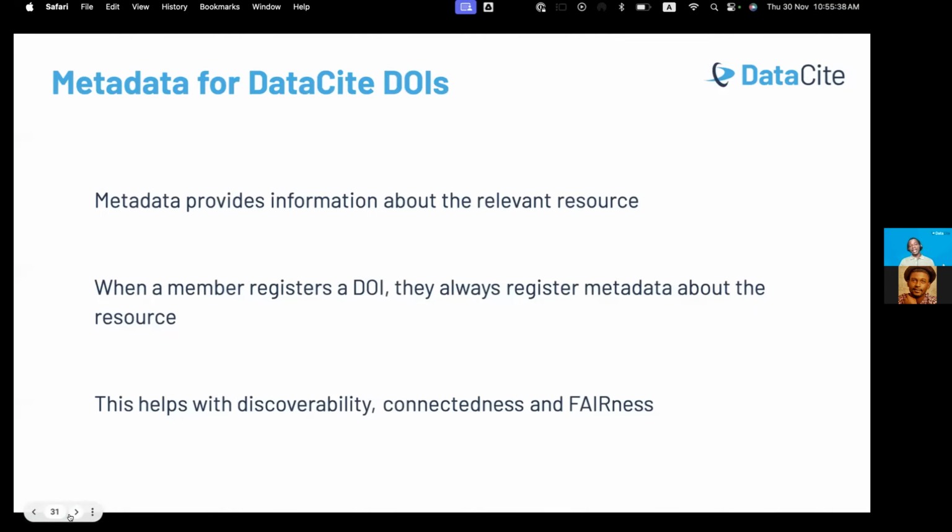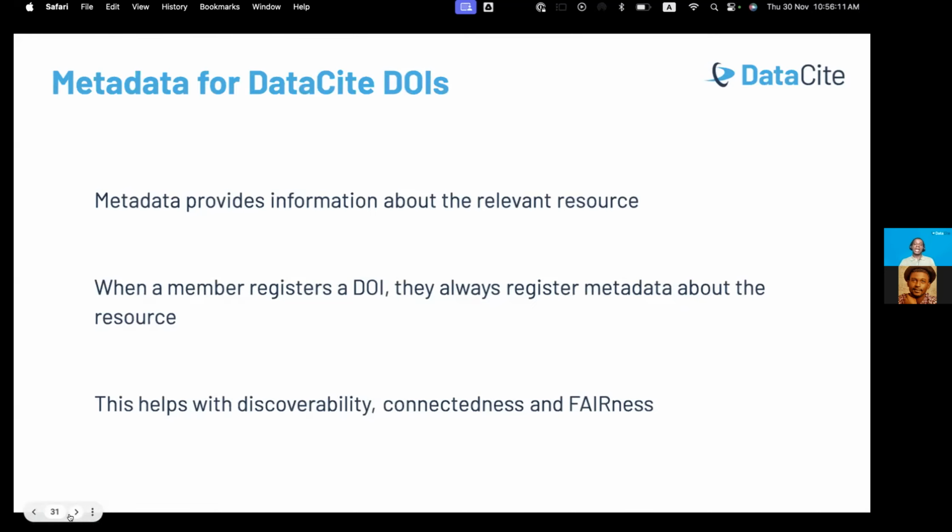Metadata, like I've explained earlier, provides information about that resource. So when a member registers a DOI, they always register metadata about that resource. So if you are going to register your DOI, you have a list of information that you must provide about that resource. This will help with the discoverability and connectedness. It will also help with what is called FAIR or fairness.